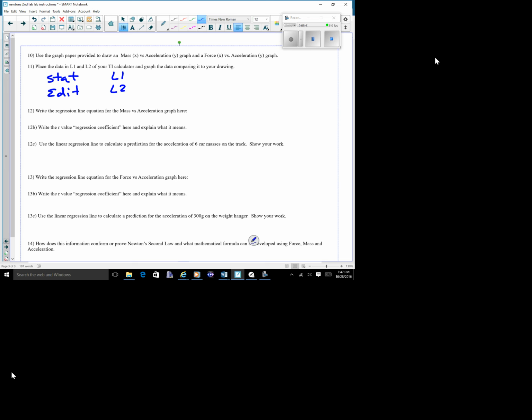Then it says write a regression line equation. Well, that's where a lot of people get confused because it's not necessarily a line. If you have an acceleration and force graph, it's going to look almost like a straight line, so that would give you a regression line. But the other graph was an acceleration over mass graph, and this one looked a lot different. It gave you an exponential equation, something like that. So please, please, please don't use a linear regression line for each one of those.